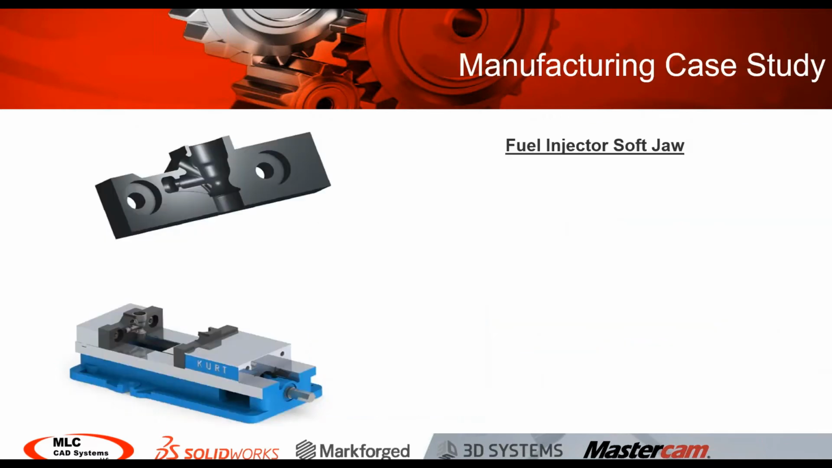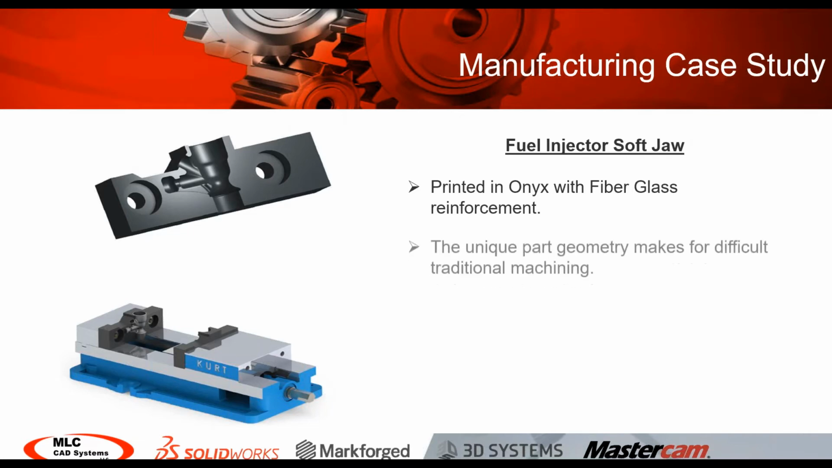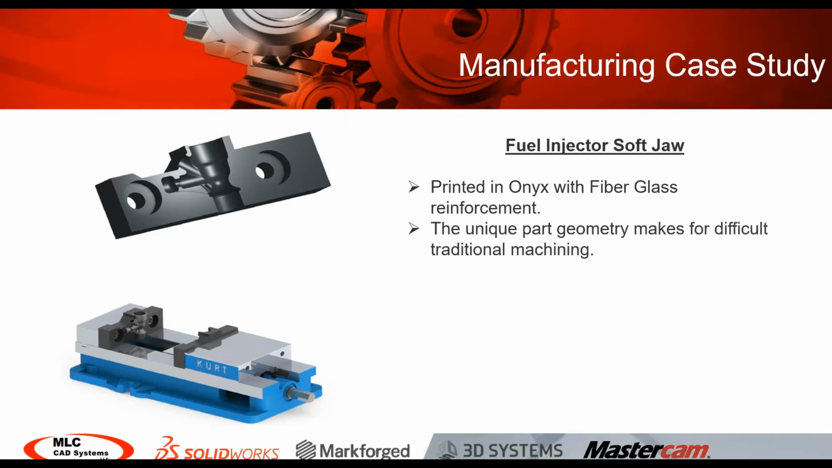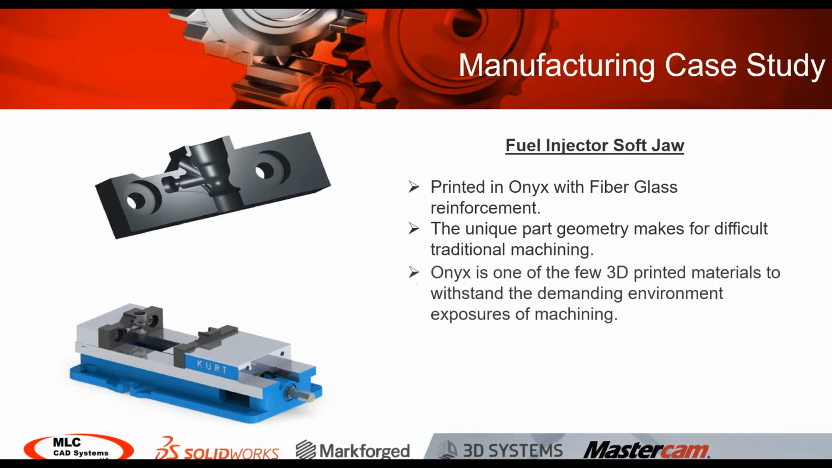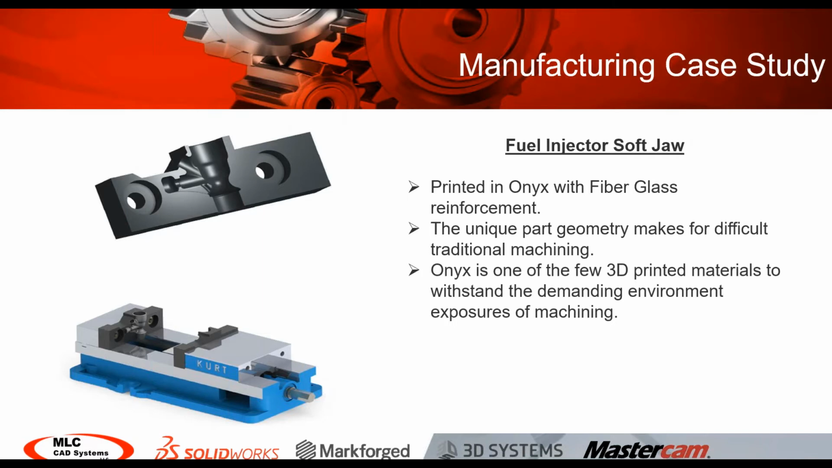The first case study that we're going to be discussing is the manufacturing fuel injector soft jaw. This particular example was printed in Onyx with fiberglass reinforcement. Fuel injectors require precision machine bores for tight seals on mating faces to prevent leaking. Markforged machines allow users to print accurate, strong soft jaws for precision boring on a CNC mill. The Onyx material resists corrosive cutting oils and lubricants, while continuous fiberglass reinforcement withstands significant vise and tool forces.